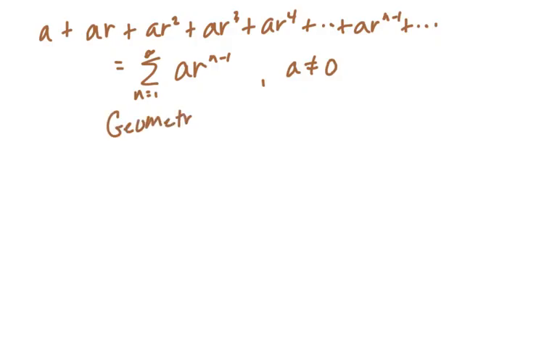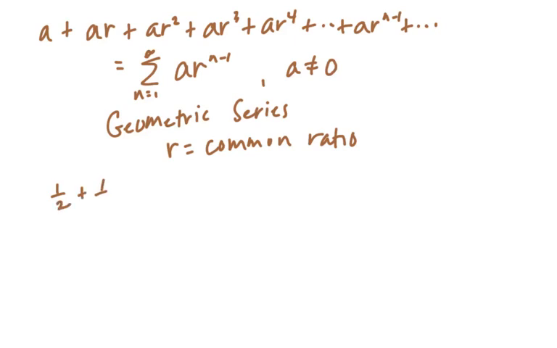So this is a geometric series. Sorry, we started with the sequence. This is a geometric series, and r is your common ratio. So that says I'm multiplying by the same value every time. Let me give you an example. If I have 1/2 plus 1/4 plus 1/8 plus 1/16, this means my first term is 1/2, and my common ratio is 1/2. So if I multiply by 1/2, I get 1/4, and if I multiply by 1/2 again, we get 1/8. So you can see that's happening.